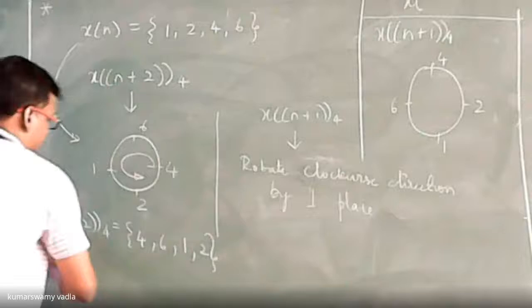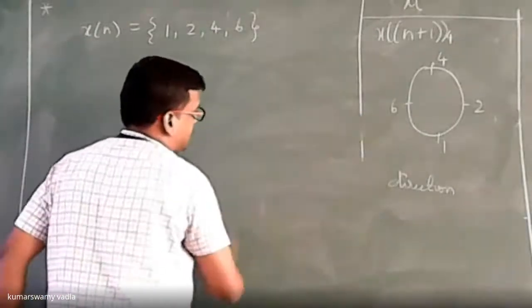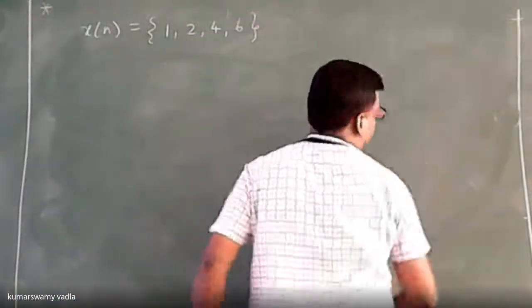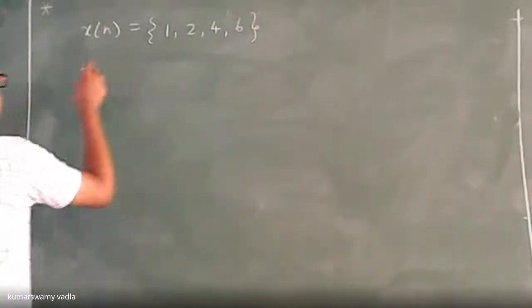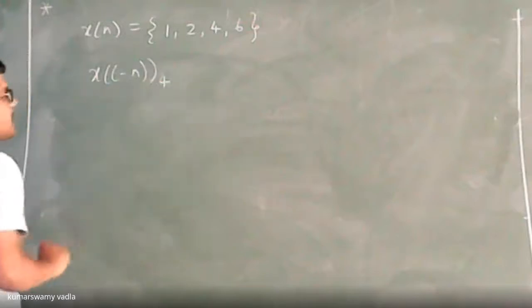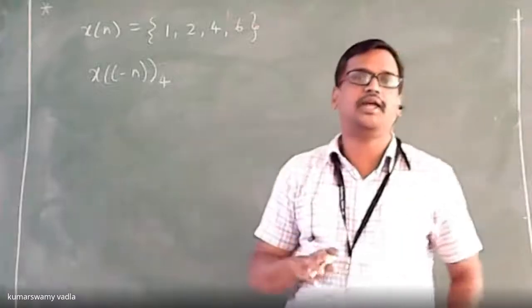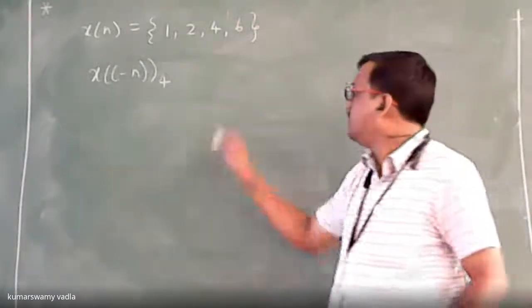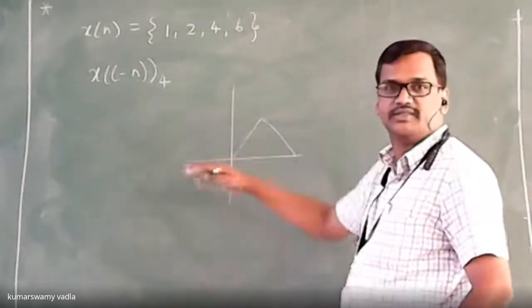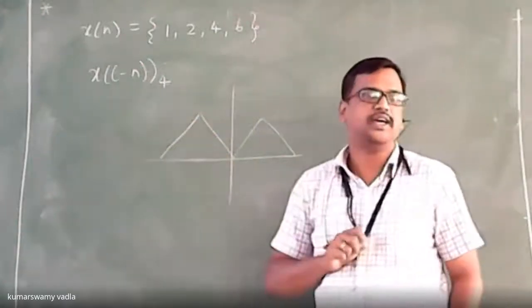Okay. Now, next one is, given a question, how do I write down its mirror image? That is, x of minus n of 4. You might have witnessed the reflection property in signals. If this is your signal, what is its reflection? On the left-hand side, you get it in this manner. Yes or no?